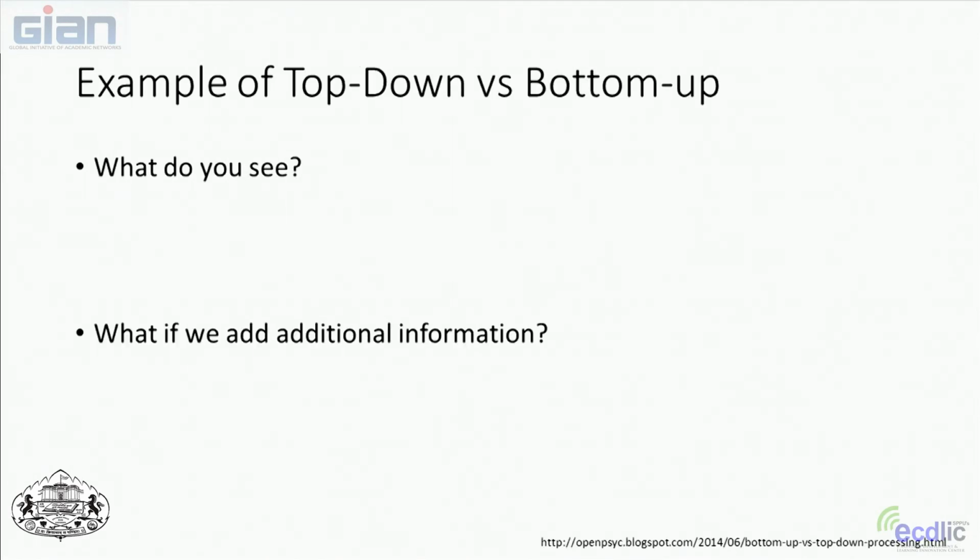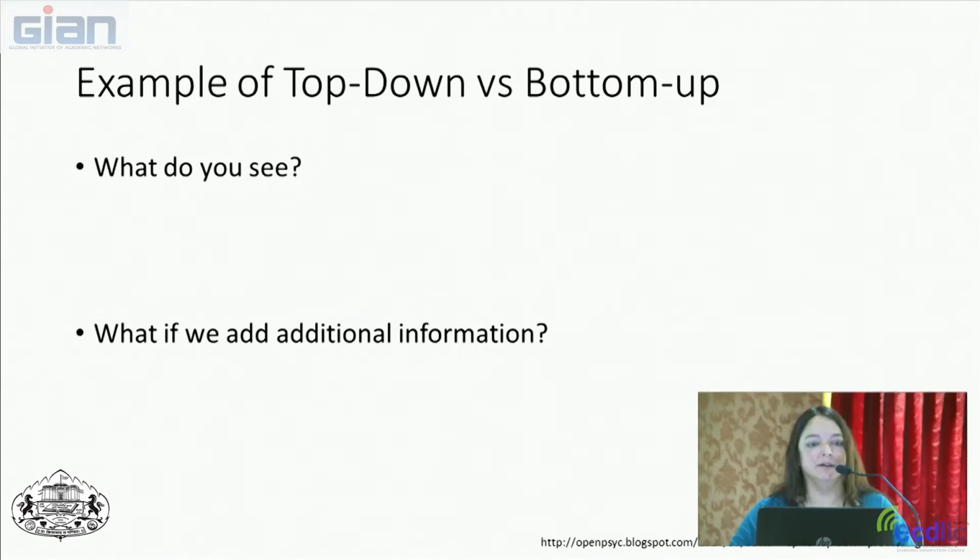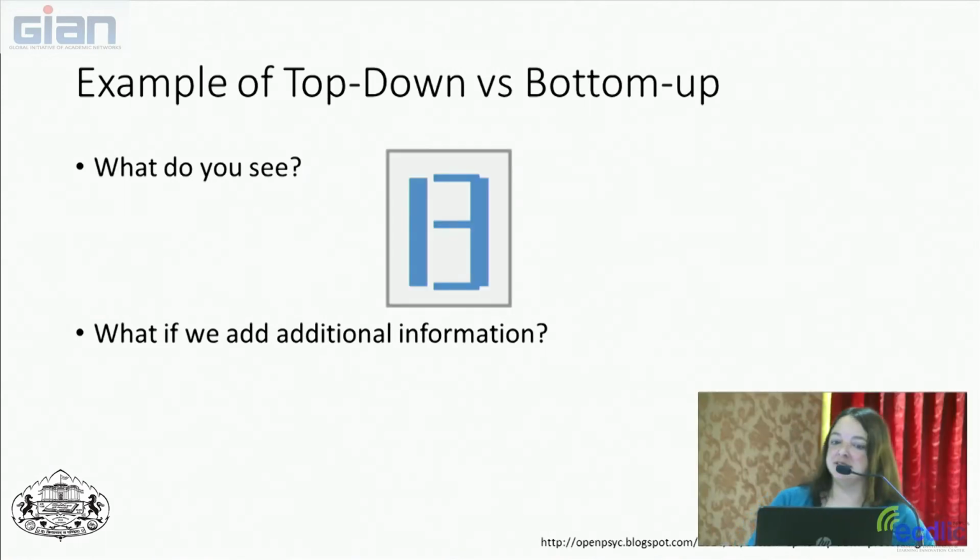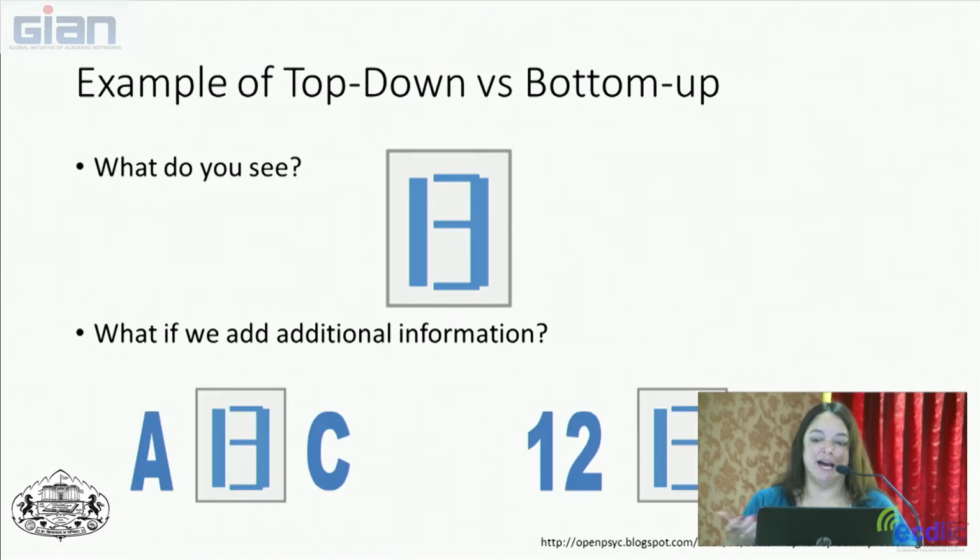Okay, so here's an example of top-down versus bottom-up. When we look at this, what do we see? Just sort of some lines on a page. But if we start adding additional information in, then we could possibly see it as the letter B, or we could see it as the number 13. So our top-down is helping us make sense of what we see and put it together with other contextual cues.